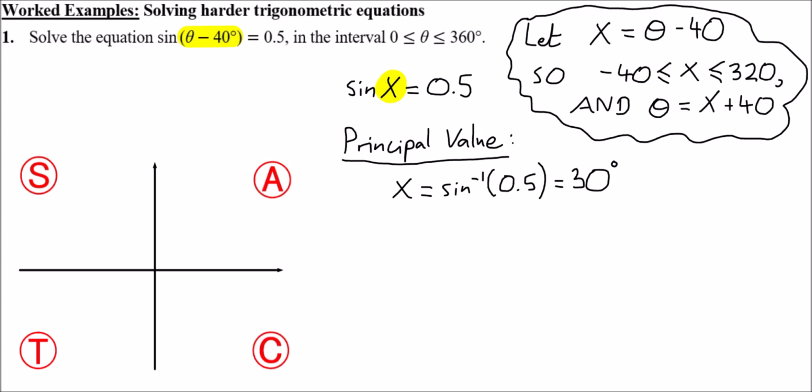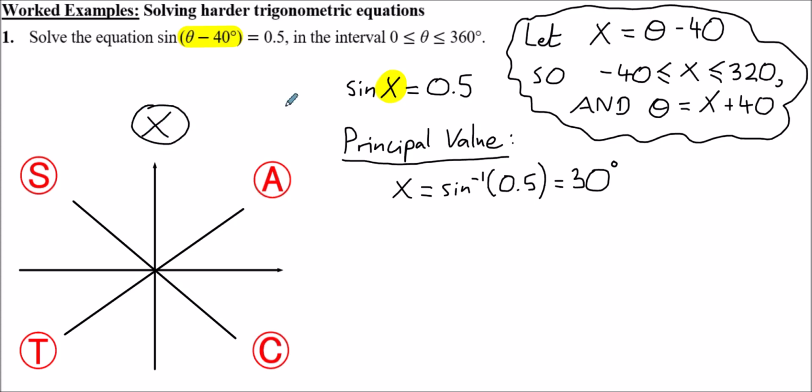So using this CAST diagram to help us, like I said before, just draw a big X through the origin. And this is a CAST diagram for big X. Okay, so this is based on big X. I'm just going to write this here, just so there's no confusion. I'm not talking about theta here. I'm talking about big X. So one value of big X which would work is 30 degrees. And sine big X is positive 0.5.